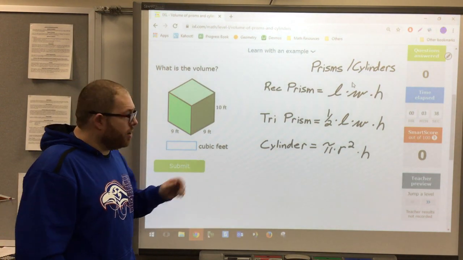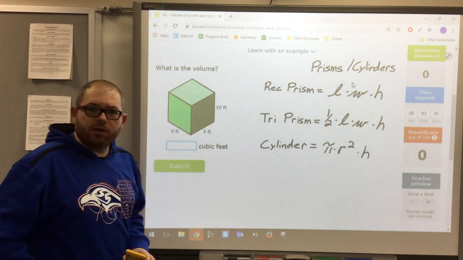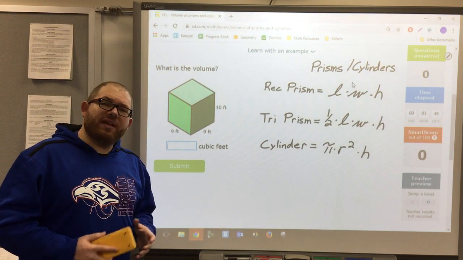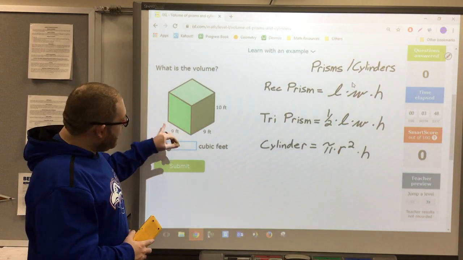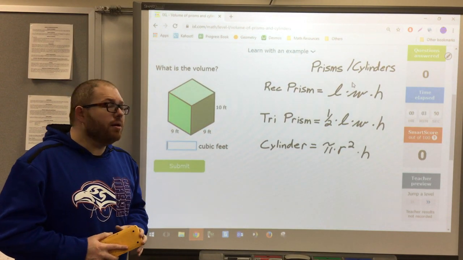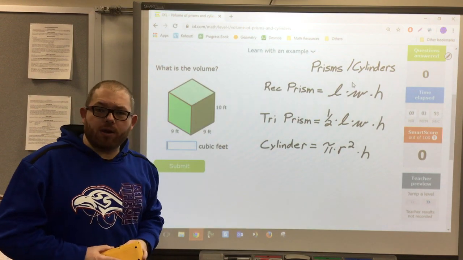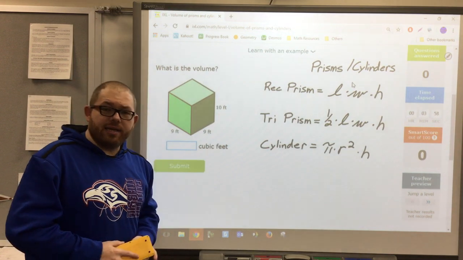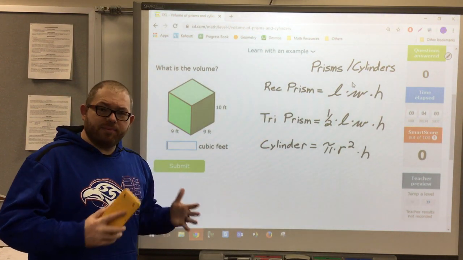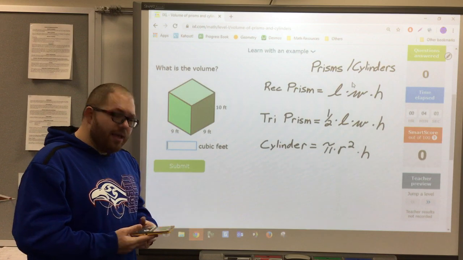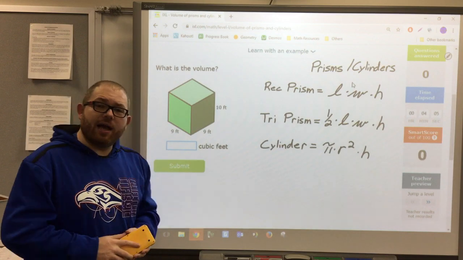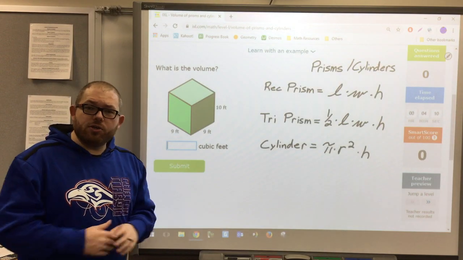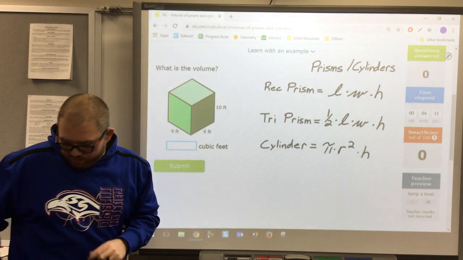This first diagram is of a rectangular prism. Keep in mind that a square is a specific type of rectangle. So the base of this is in fact a square, but it still falls into the first category. So we're going to take the length times the width times the height. 9 times 9 times 10. After I do that, I end up getting an answer of 810. So I'll type that in so you guys can see that our score improves.